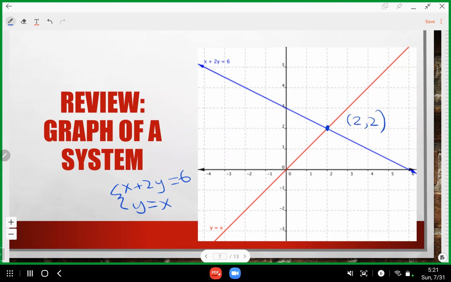And since an intersection is a point, we also tend to write the answers of systems in a coordinate point format, right? Like x, y, right? So let's say x is equal to 1, y is equal to 4, then your solution would be 1, 4, right?